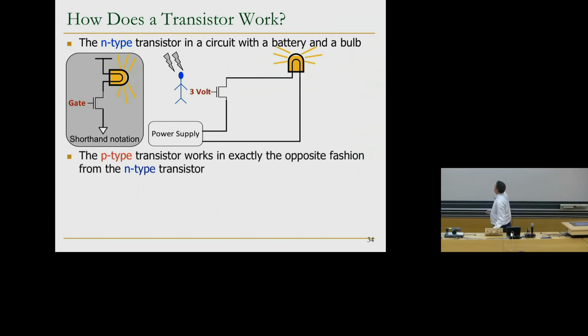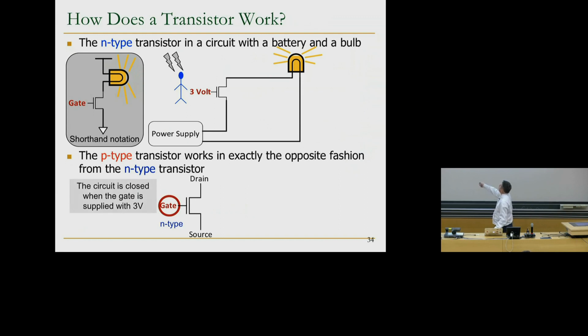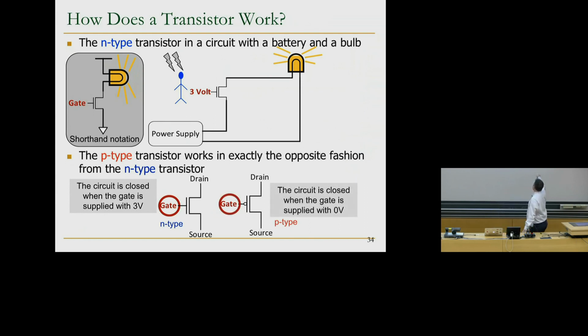Okay. Now, P-type transistor. The N-type is the easy one. P-type is exactly the same, but the dual. What do I mean? In the N-type, the circuit is closed when the gate is supplied with 3 volts. And in the P-type, the circuit is closed when the gate is supplied with 0 volts. Just the opposite.